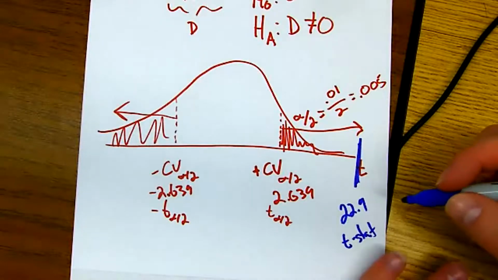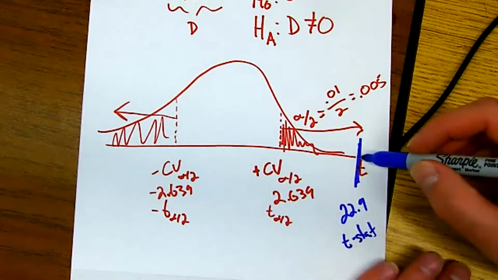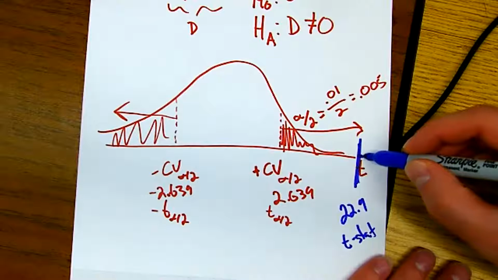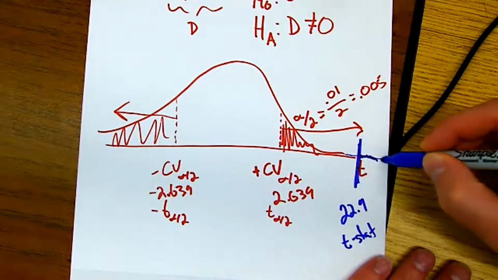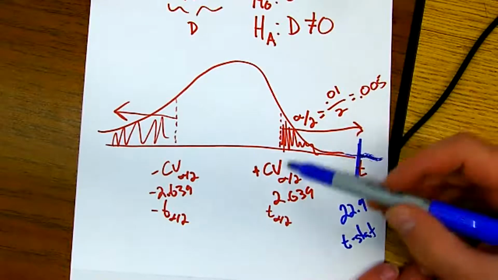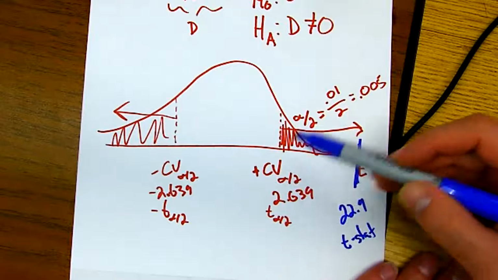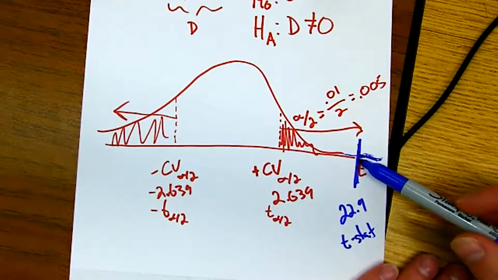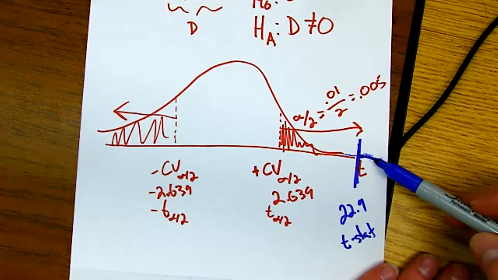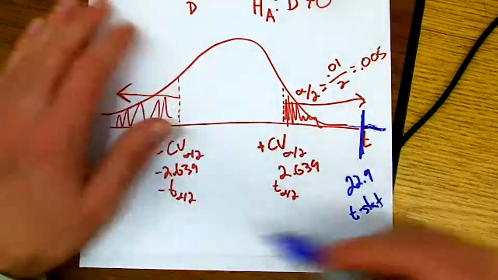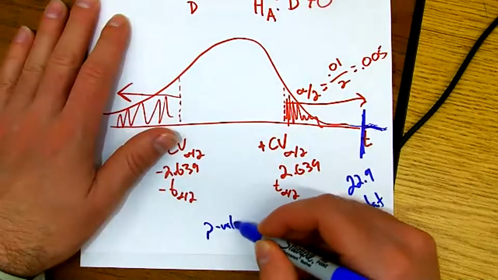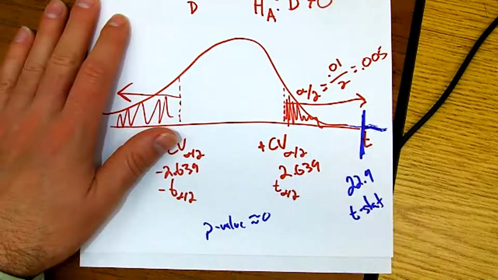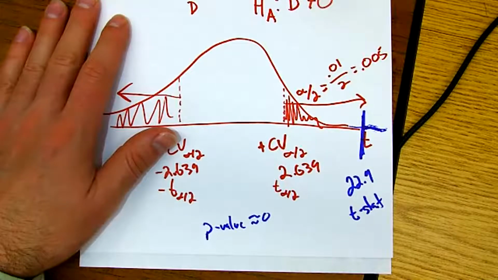What would my p-value be close to? Remember, the p-value would be the area to the right of my test statistic, under this curve. Well, if the area to the right of 2.6 is 0.005, the area to the right of 22.9 is going to be pretty much 0, right? I'm going to end up with a p-value that's approximately 0 here.